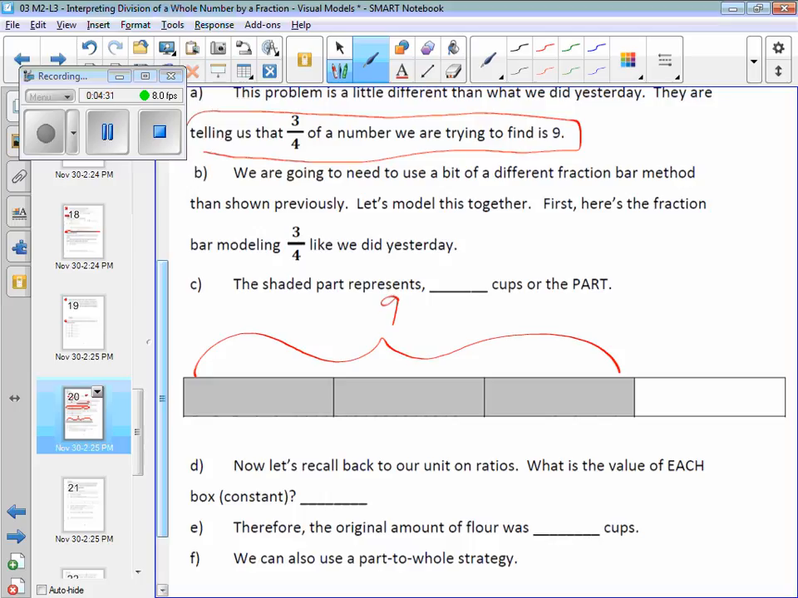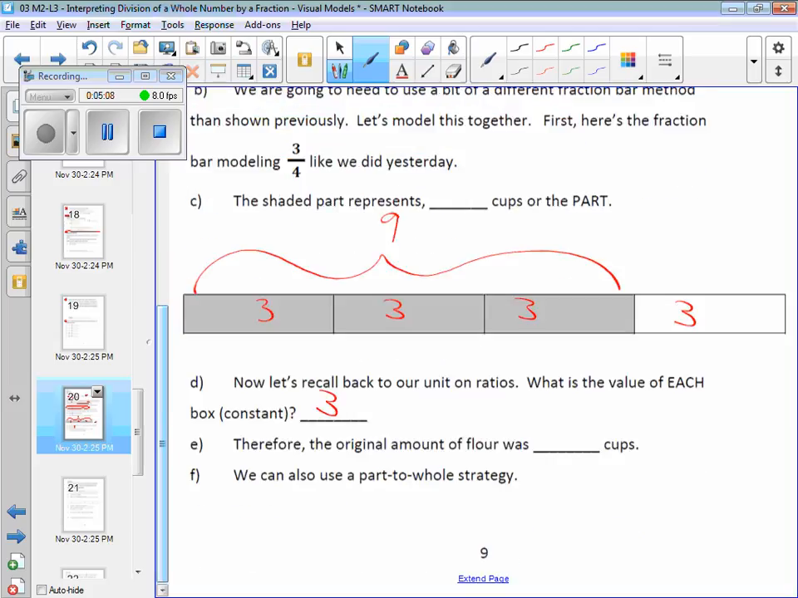Oh, well, 9 has to be divvied up by 3. The magic number is what? Put 3 in every single box. Yes. Magic number is 3. And then what do you have to do to figure out the whole entire amount? Yes, add up all your threes or do 3 times 4, and it's 12 cups.